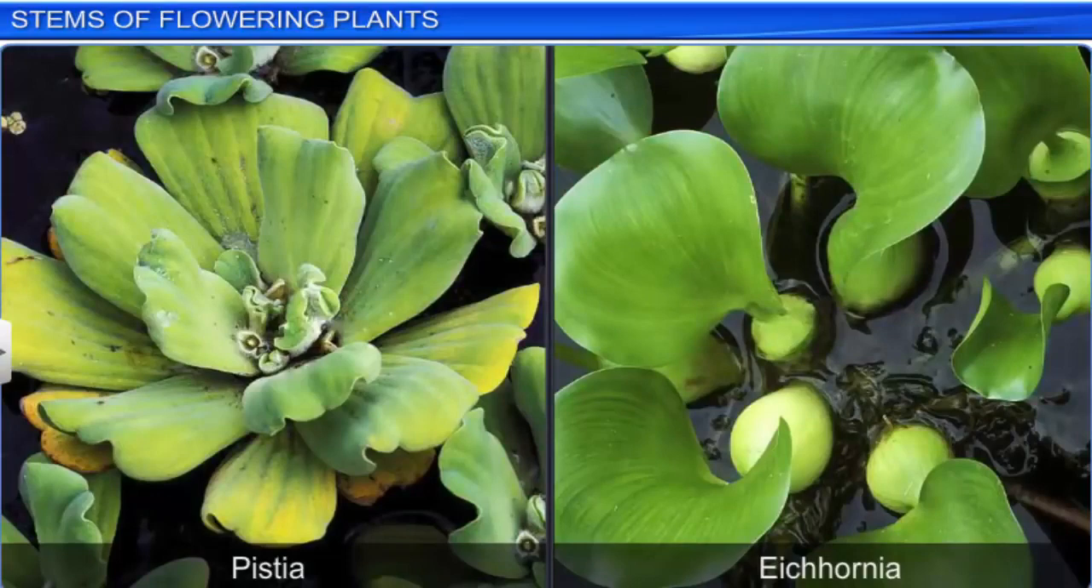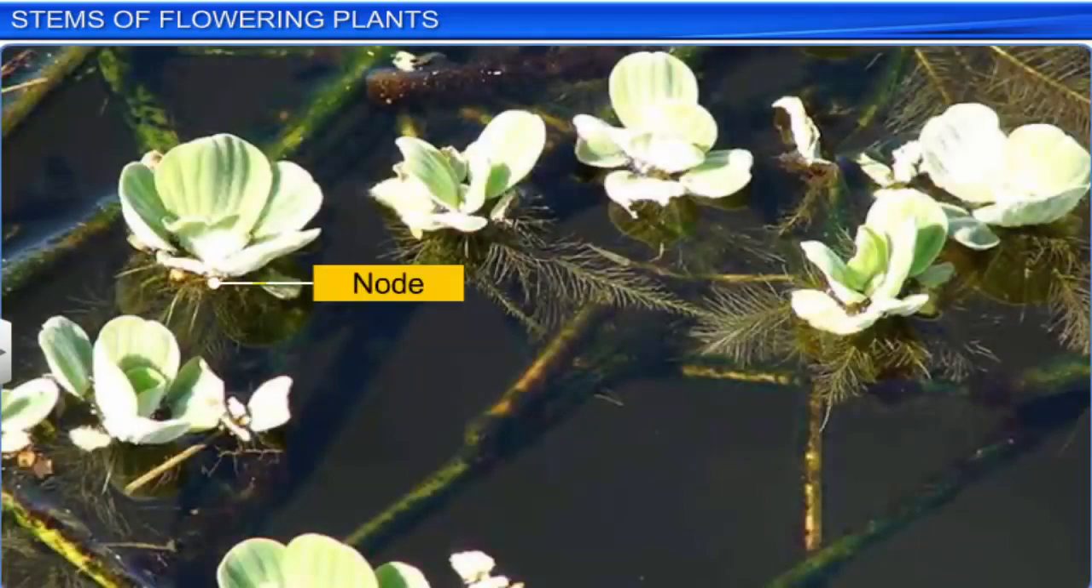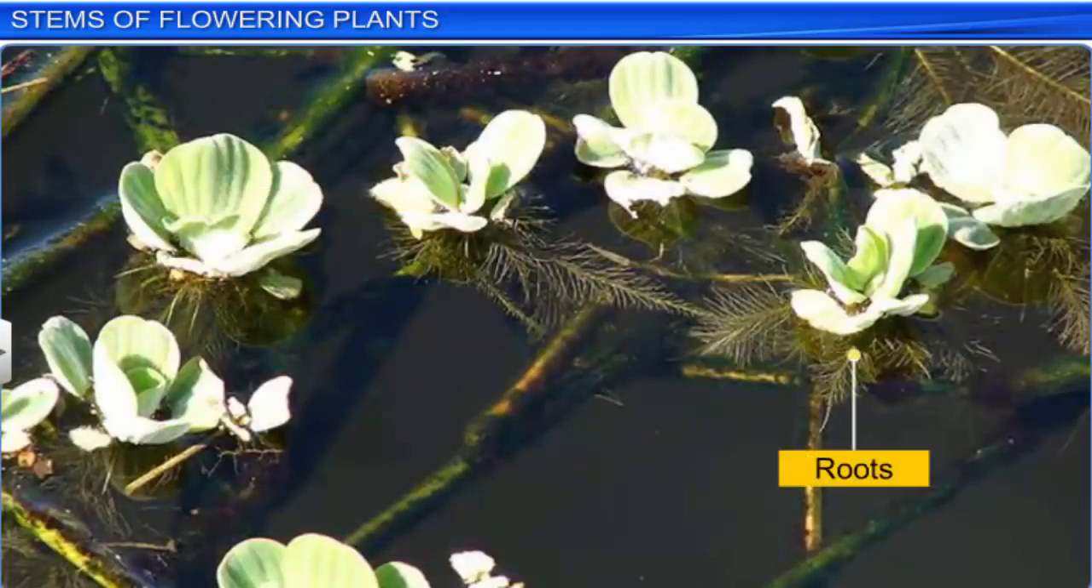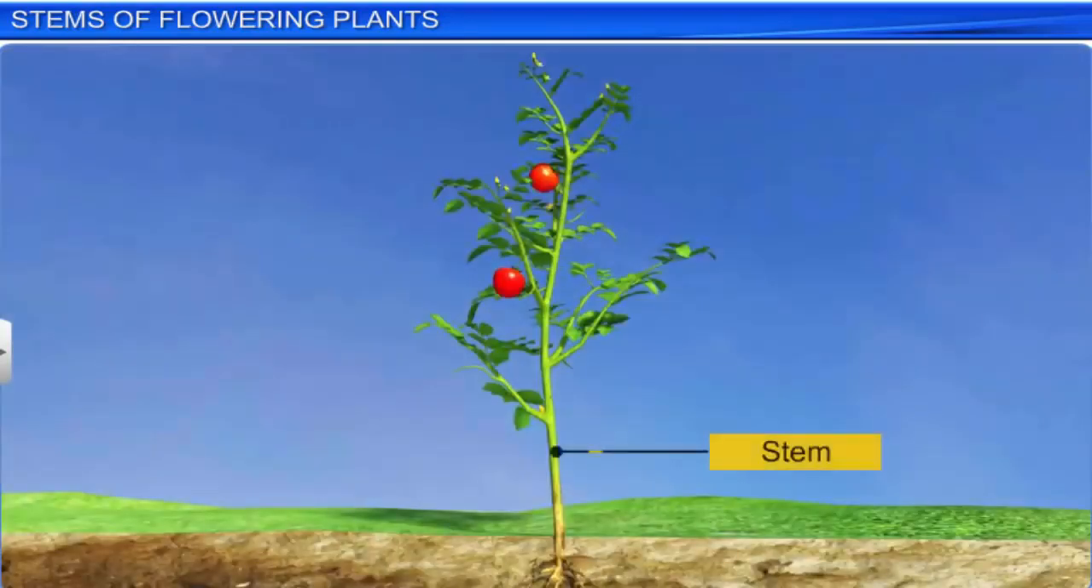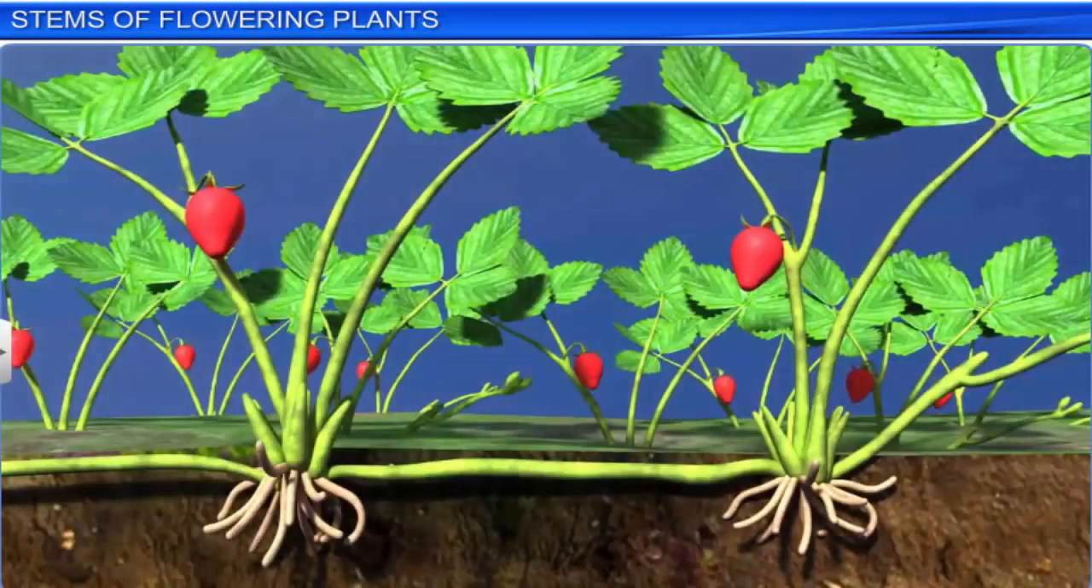Certain aquatic plants like pistia and Eichhornia also have modified stems with short internodes. The nodes of these plants have clusters of leaves and small bunches of hair-like roots, which help the plant to stay afloat. The stem, therefore, is one of the main structural axes of a plant, apart from the root. In most plants, the stem grows above the soil surface, but in a few of them, it grows underground.